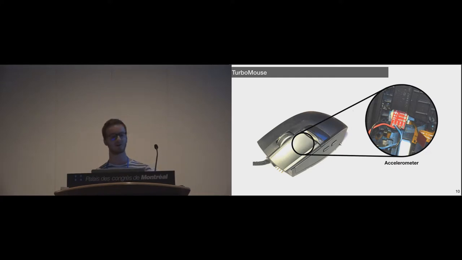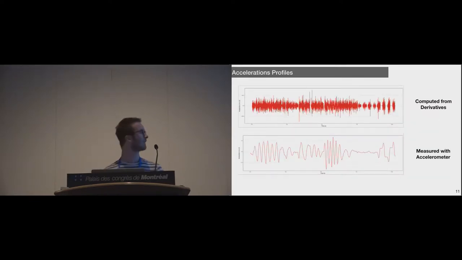We designed our prototype with the assumption that the acceleration collected from an accelerometer is more precise than one computed from the mouse velocity, and with less delay. We compared the two acceleration profiles and saw that the acceleration collected from the accelerometer, here at the bottom, was less noisy and more precise than the acceleration computed from derivatives, here at the top. This result confirmed our assumption and reinforced our interest in TurboMouse.